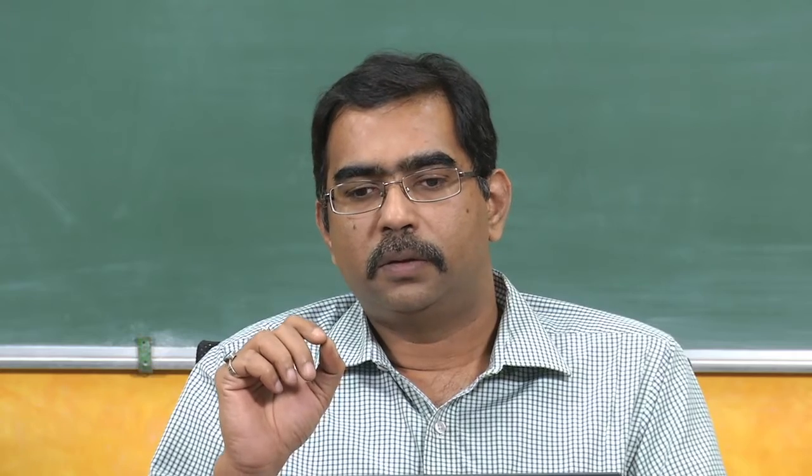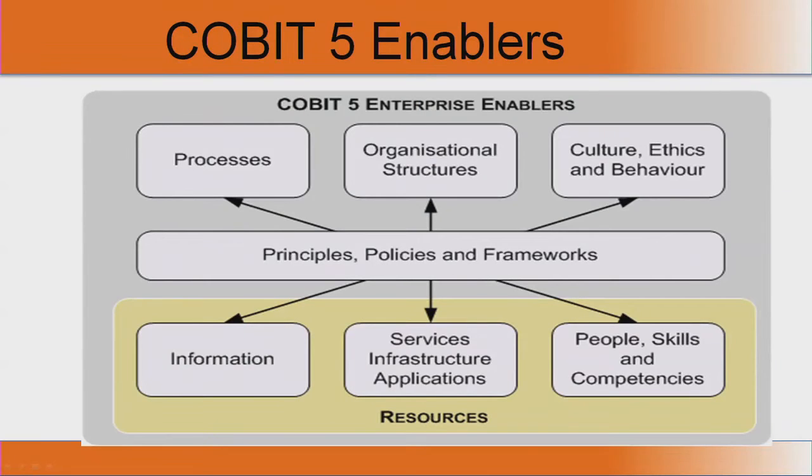Information is a resource, infrastructure, that is technology, applications, facility, that is your infrastructure, it will cover that. People and data is of information, or data is information, information is derived from data. So, people is also covered, people, skills, competence. So, these are the enablers for COBIT 5.